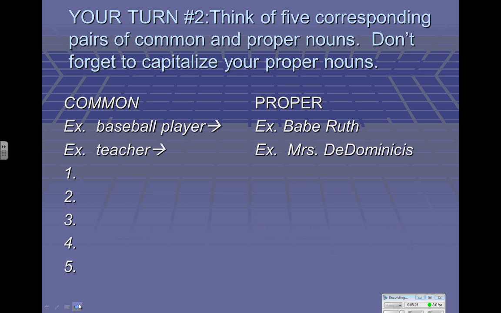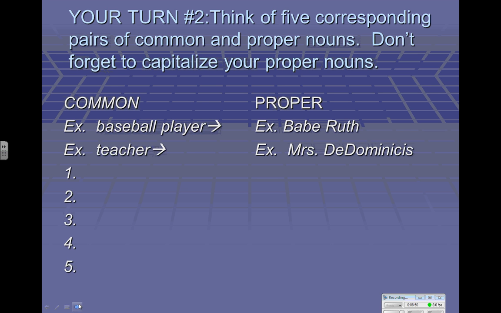Okay, your turn number 2. This is going to give you a little bit more practice with common and proper nouns. So what I'm asking you to do on this slide is come up with pairs of your own. Whereas in the last chart, I gave you one or the other, this one, you're totally free to come up with whatever you wish. Okay, if you have a hard time with this, you probably need to go back and review your proper nouns.